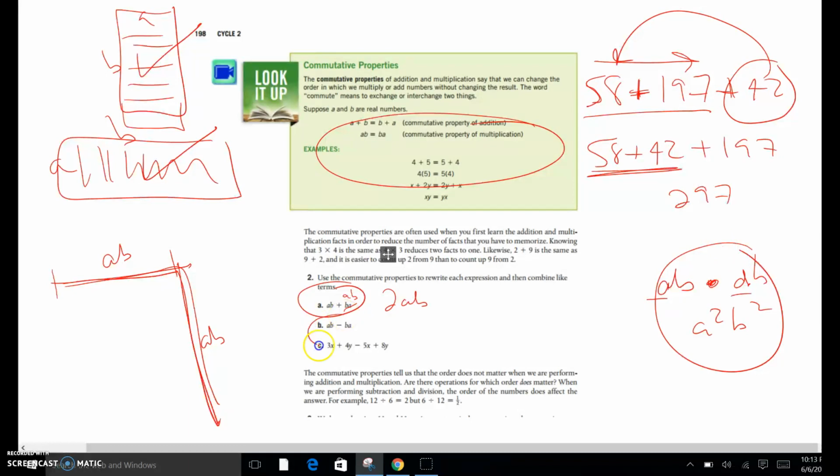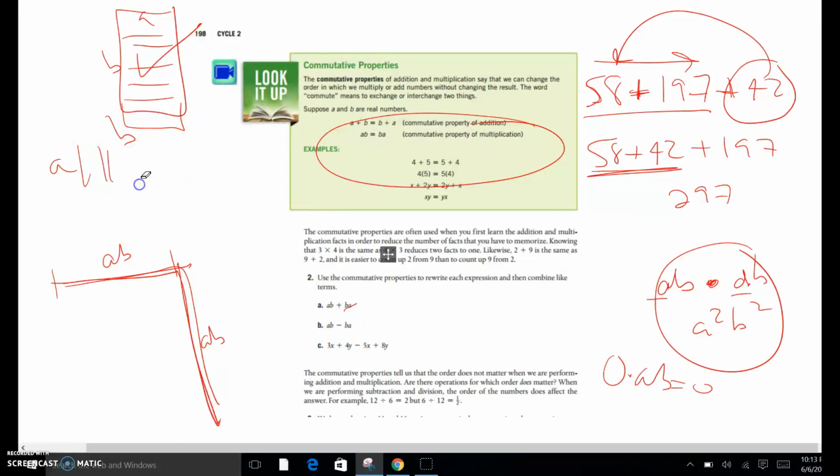So in this one, it's the same idea, except it'd be AB minus AB, which is 0. We don't usually write 0 AB because what is 0 times AB? It equals 0 anyway. And if you think of my little rectangle situation, I have an AB, but then I take an AB away. So then I have nothing left. I have a 0.